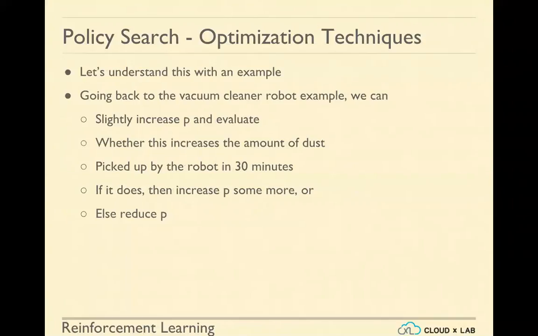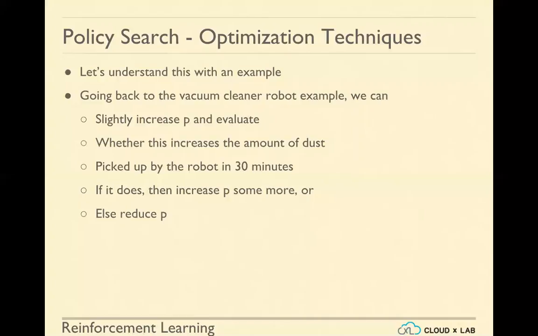All right, let's understand this with an example. Going back to the vacuum cleaner robot example, we can slightly increase P, as in the probability of moving forward, and then evaluate whether this increases the amount of dust it gathers, the amount of dust getting picked up by the robot. If it does, then increase P some more. Otherwise, if increasing P has resulted in less dust, then we should decrease P instantaneously.